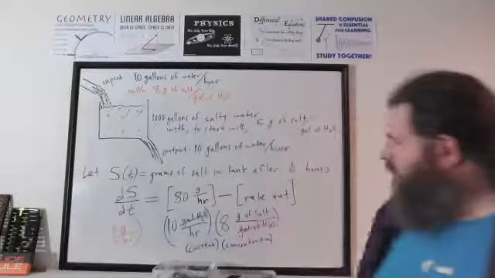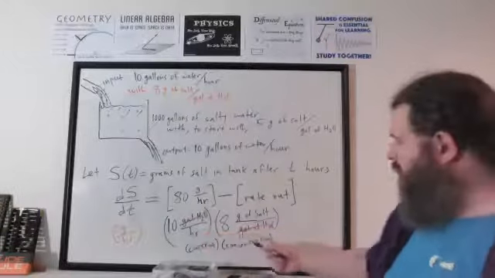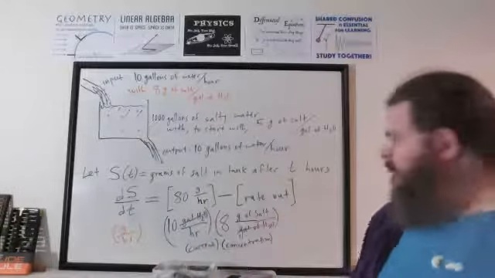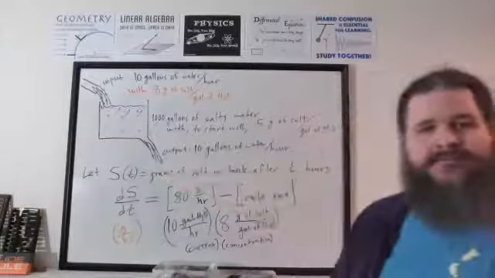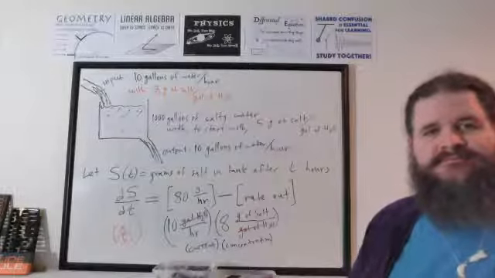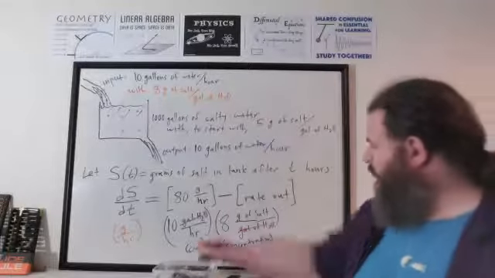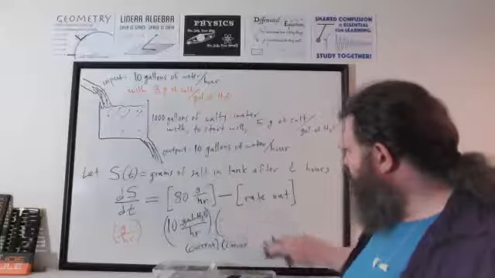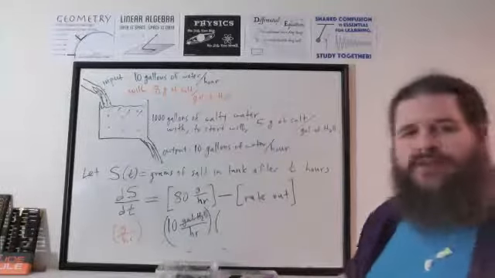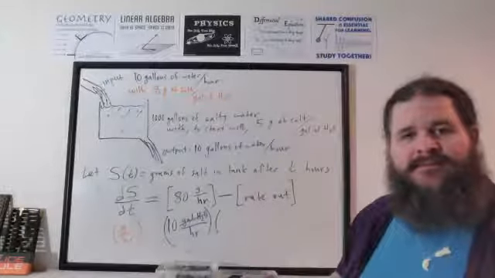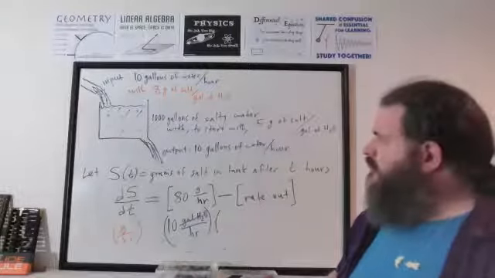As for rate out, we can still use the same idea of current times concentration. Gallons of water per hour of flow rate times grams of salt per gallon of water of concentration. For the rate out, what's the flow rate for the output? Yeah, still 10. We can still use 10 gallons of water per hour for the current. For the concentration though, what can we use for concentration for the output? Yeah, we're going to have to use something about S.